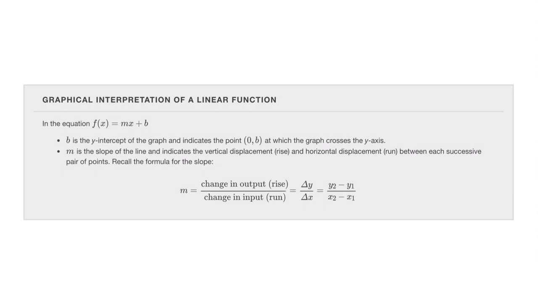But let's forge on. So the graphical interpretation of a linear function. In the equation f of x equals mx plus b, b is the y-intercept of the graph, which is how you've seen me using it so far. And m is the slope, right? And again, slope is the rise over the run, the change in y over the change in x. And we've been using this formula as well.